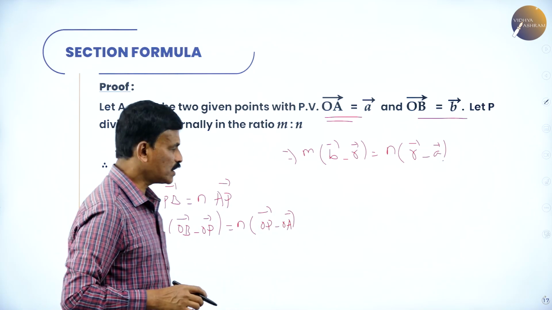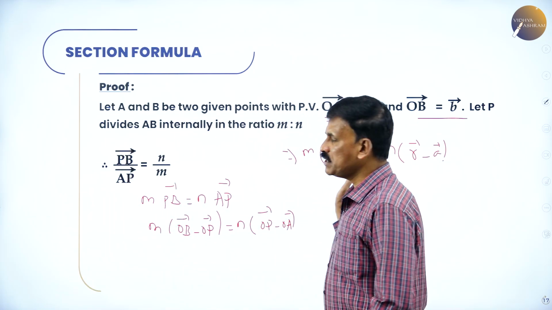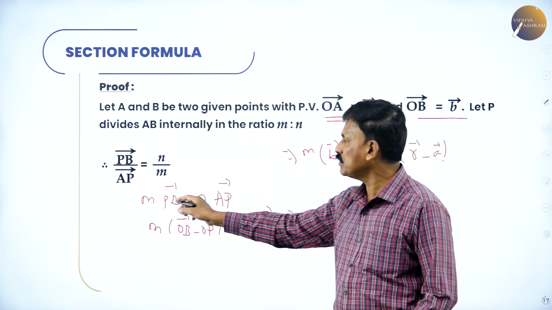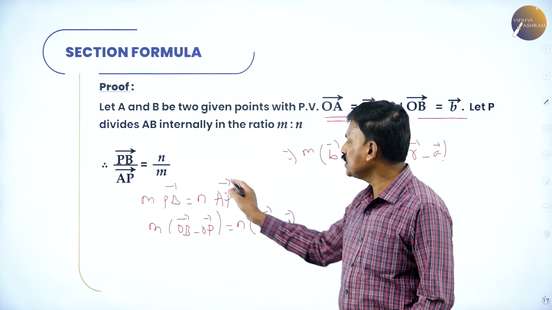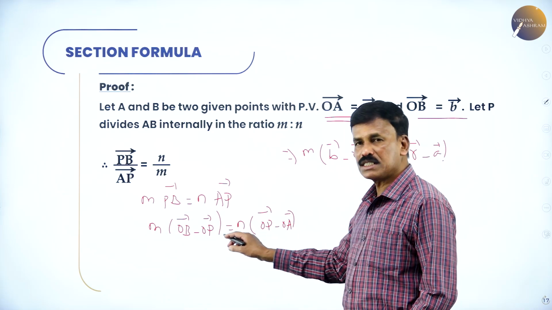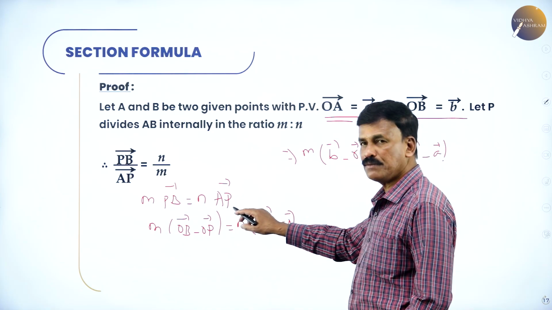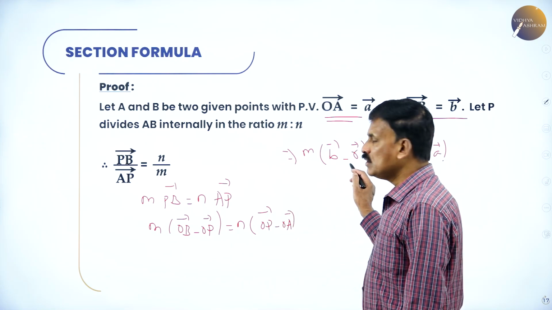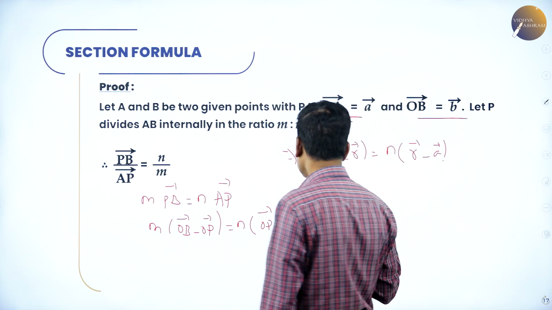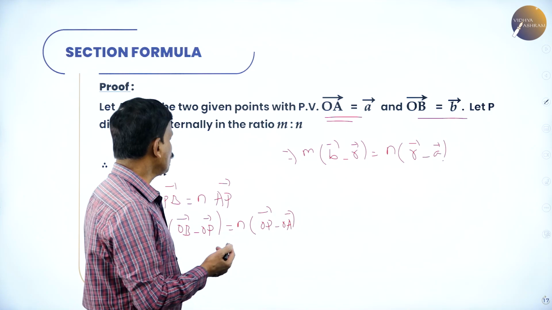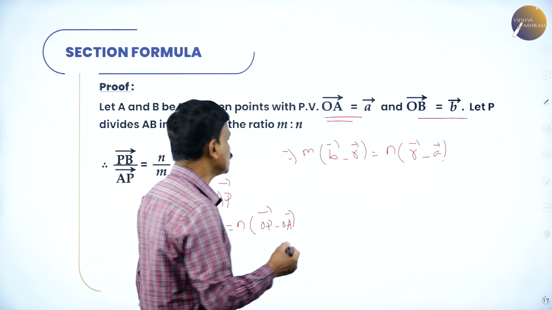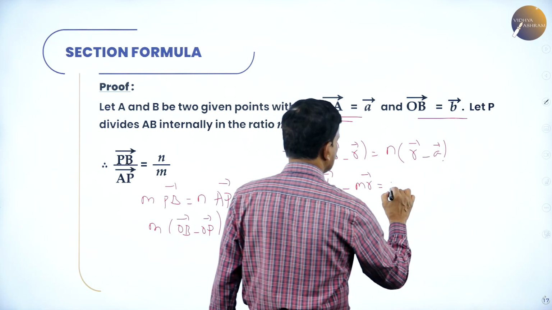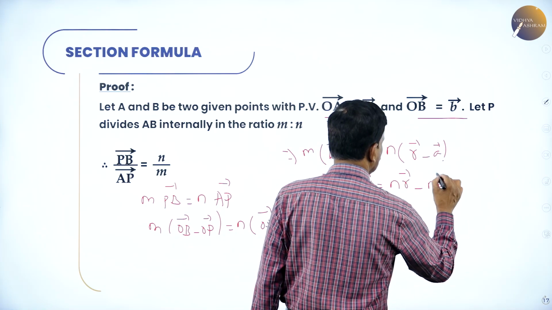That's it. So this is a very important concept. Since P divides AB internally in the ratio m is to n, PB divided by AP is equal to n by m. Cross multiply: m into PB is equal to n into AP. m into PB is OB minus OP, equal to n into vector AP, which is nothing but OP minus OA, second vector minus first vector. m into OB, that is vector B, and OP is the position vector R, n into vector R minus vector A. Multiply it: m into vector B minus m into vector R is equal to n into vector R minus n into vector A.